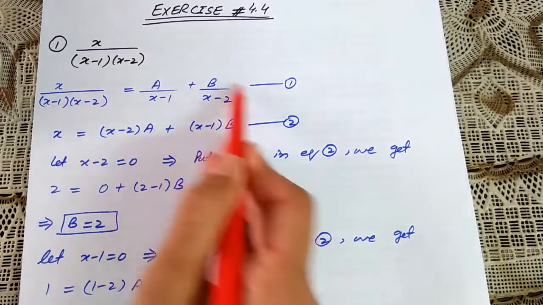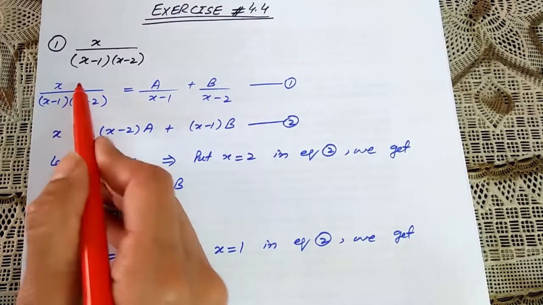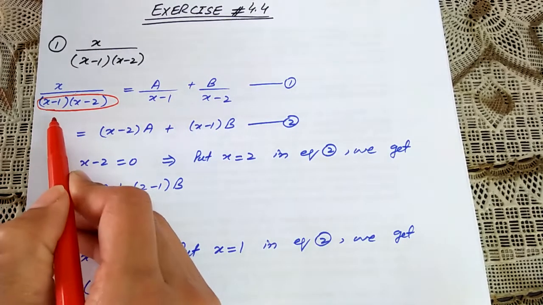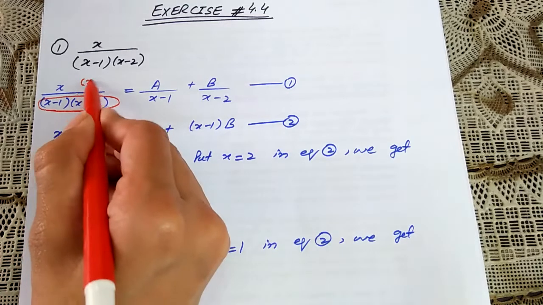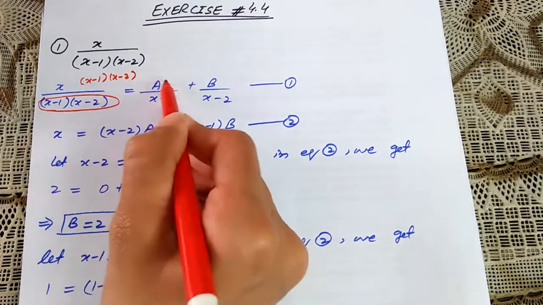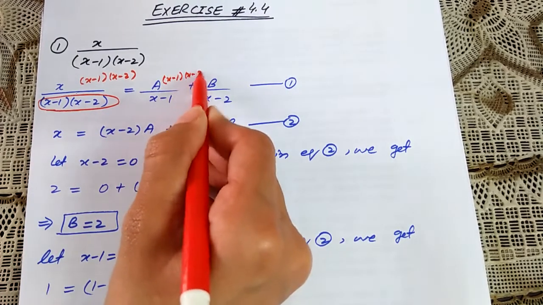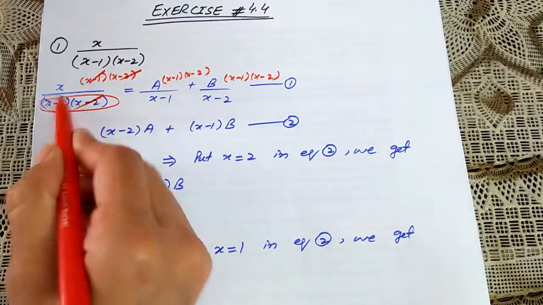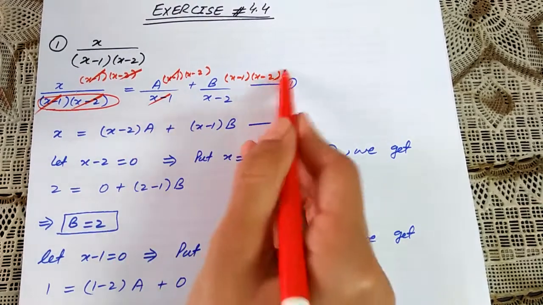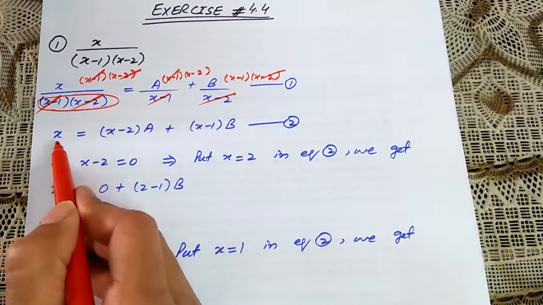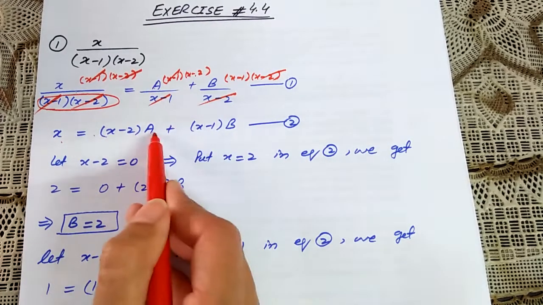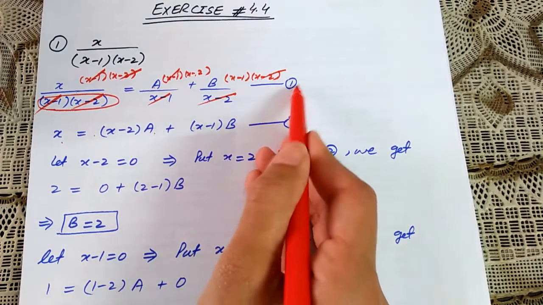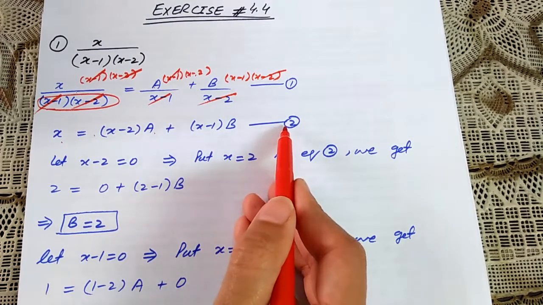Now we have to make it a straight line equation. Just multiply both sides with this whole denominator. If I multiply both sides with this denominator, then this will be cancelled with this, and x minus 2 with x minus 2, and I will get x equals (x minus 2) into a plus (x minus 1) into b. Name it as the first equation and name it as the second one.